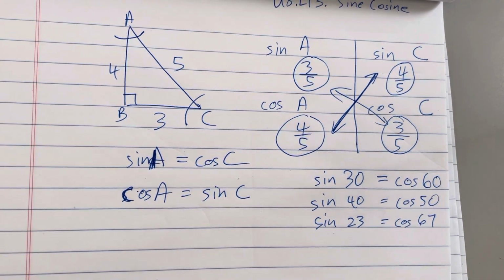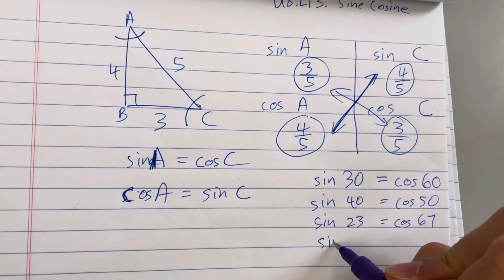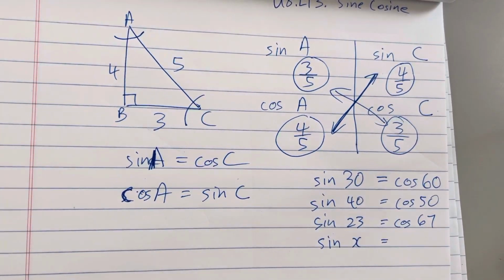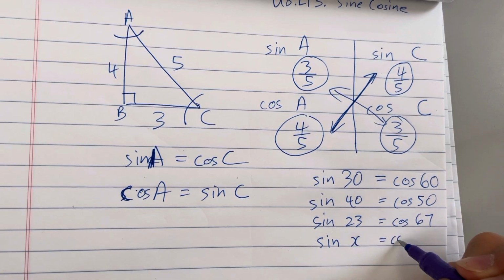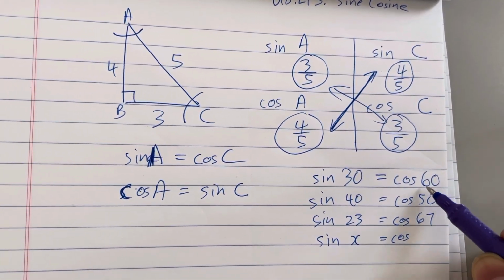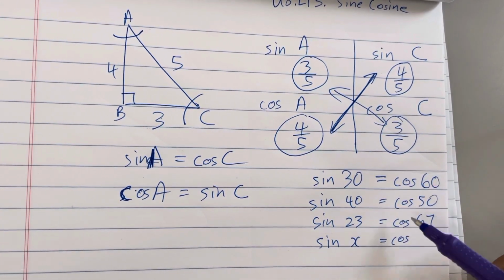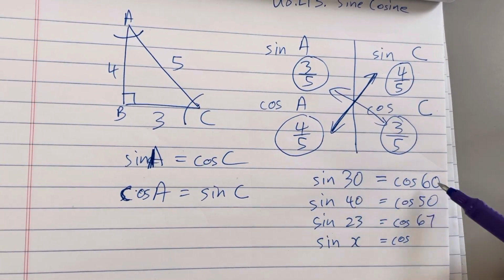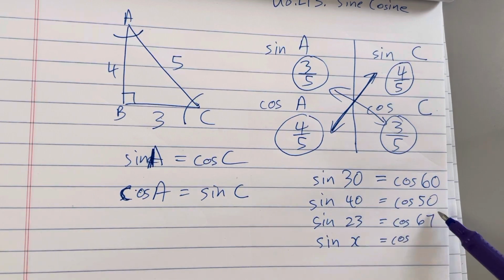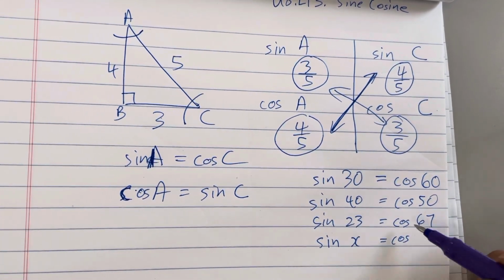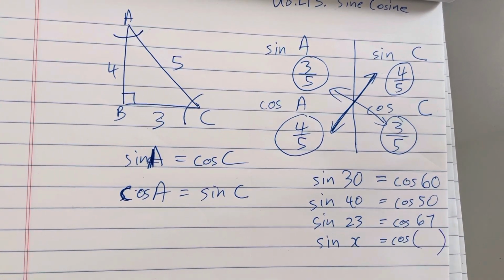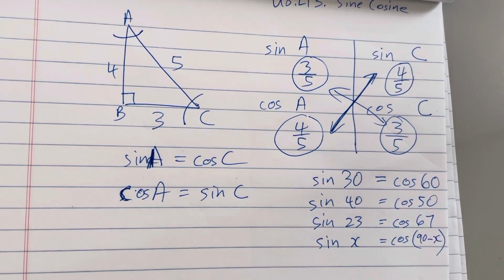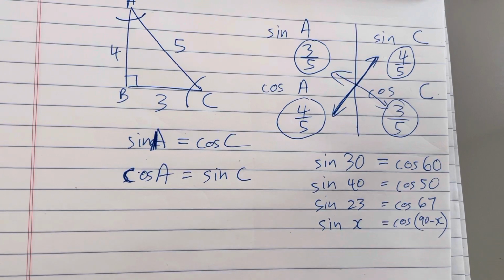Now, here's the big idea. If I said sine x, right? You could still figure out what the cosine of this is. Because how did we get to 67 or 50 or 60? Well, we took 90, right? And we subtracted whatever this angle was, right? 90 minus 30 gave us 60, 90 minus 40 gave us 50, 90 minus 23 gave us 67. So here, the way that we express this, especially when you don't know this, is you say 90 minus x. That's it. That's the relationship.